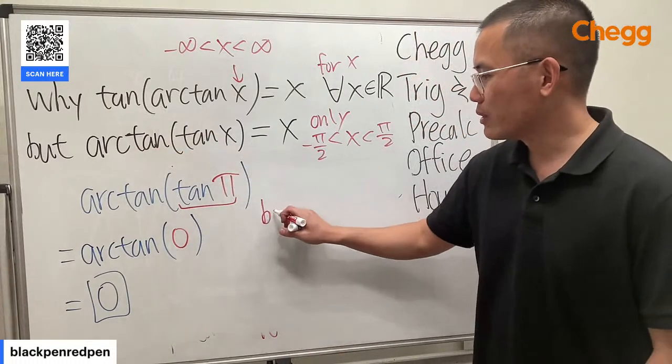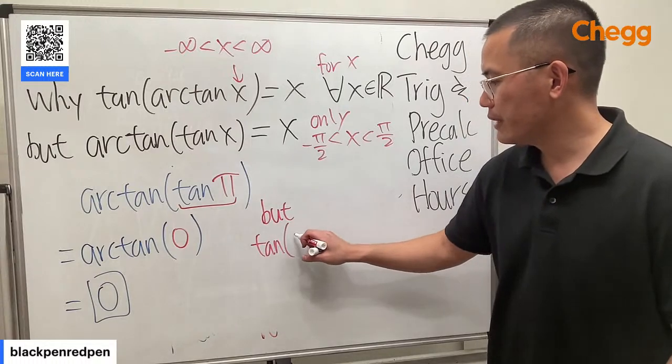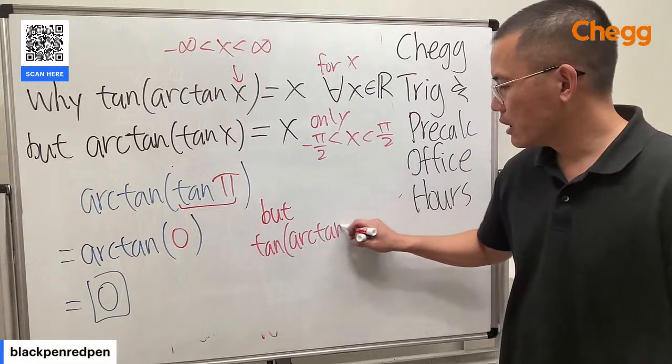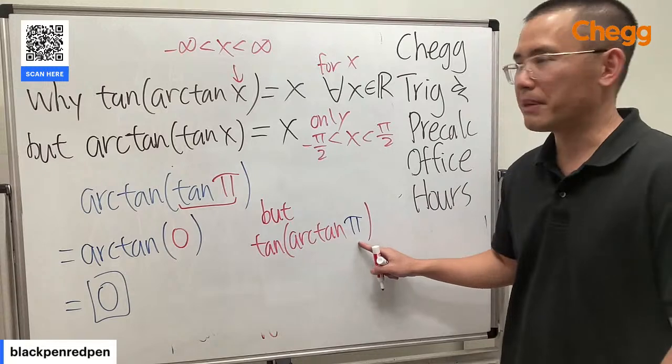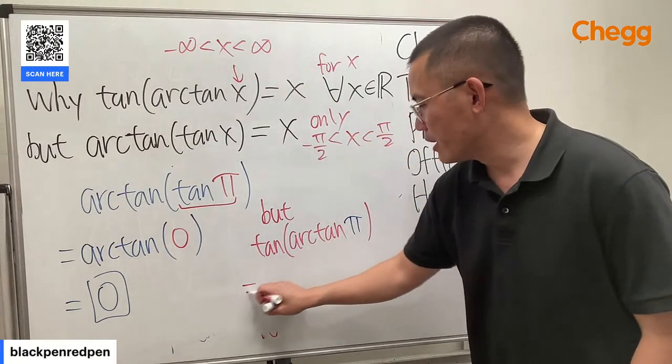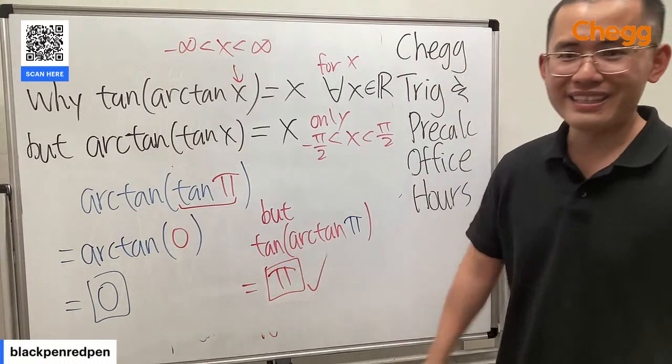But I will tell you though, if you do tangent of arctangent of pi, even though usually we don't put pi inside of arctangent, pi is okay for all real numbers, this right here, you can legitimately cancel them, and that is equal to pi.